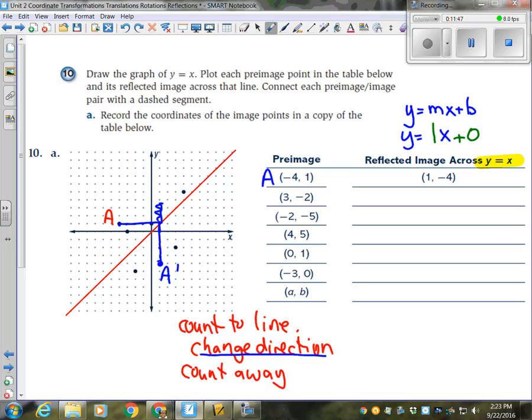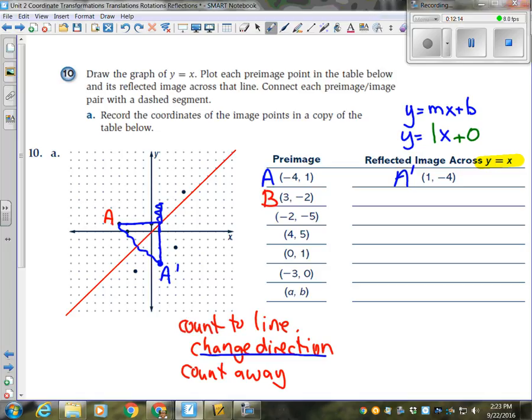Okay, again, I'm the same distance across my reflecting line, but I was able to count and get it exactly in the right spot. So count to the line. When you change direction and count the same number away from the line, you're counting to and away, and you should be right where you need to be. The image turns out to be at (4, -1). That's A prime.